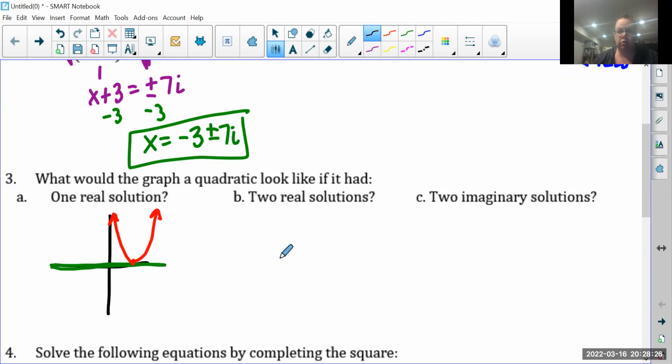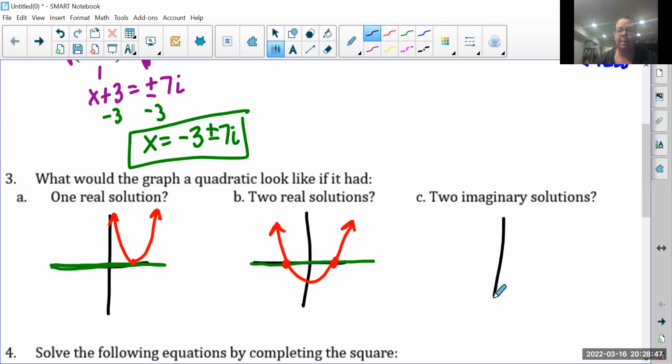If it has two solutions, then on the graph, our parabola is going to cross the x-axis twice. It doesn't matter where it crosses, it just needs to cross twice. It could be a positive and a negative, two positives, two negatives, it doesn't matter. It just needs to cross that x-axis twice.